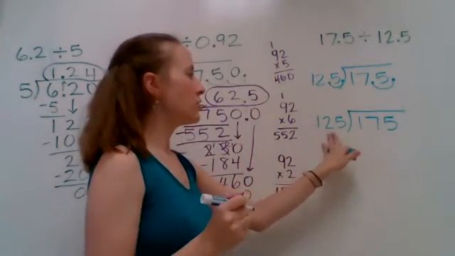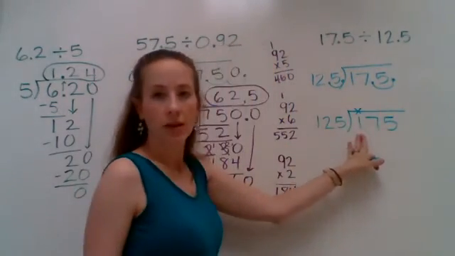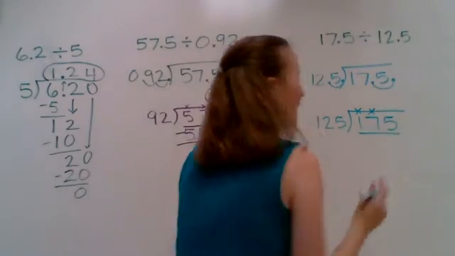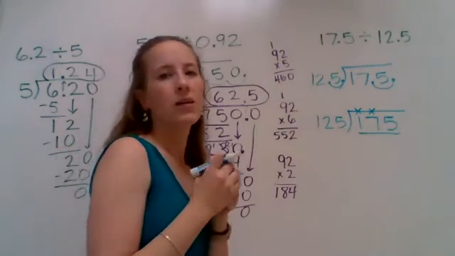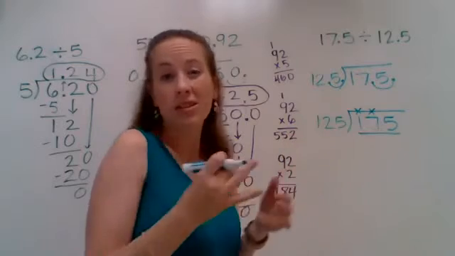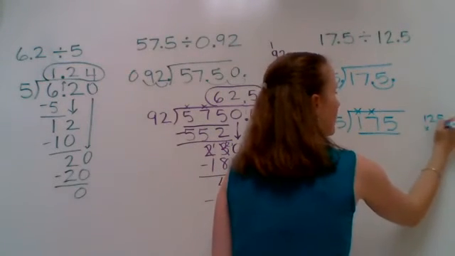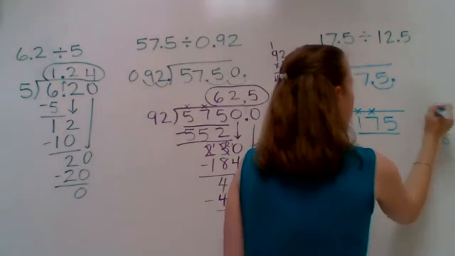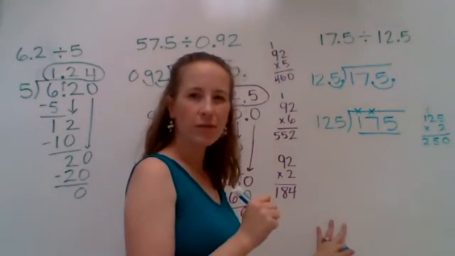Okay, 125 does not go into 1. It's already over. I like to put my little placeholder mark. 125 doesn't go into 17. I'm asking myself, how many 125s go into 175? Now, let's see. This rounds down to 100. This rounds up to 200. Let's try a 2. 125 times 2. Let's see. 5 times 2 is 10. Ooh, that's only 250.